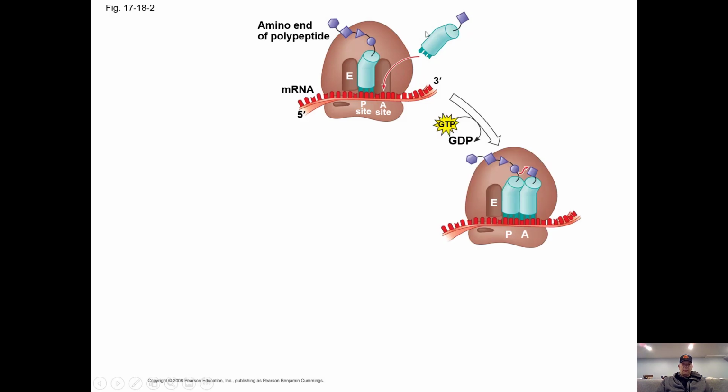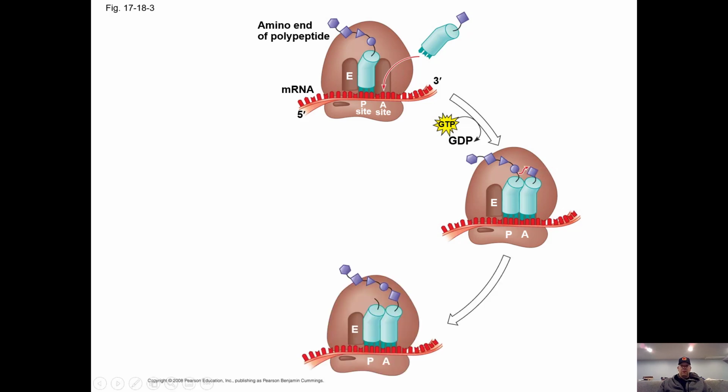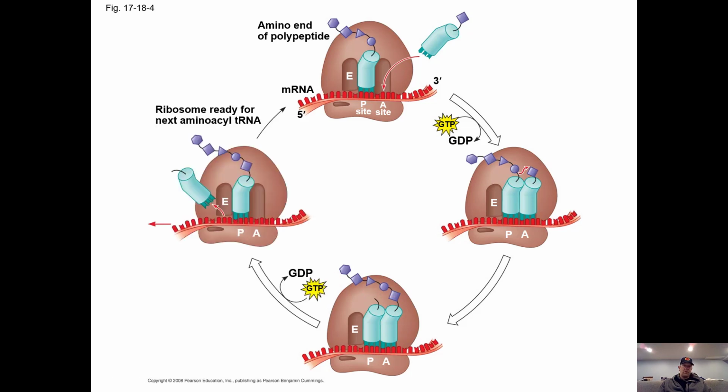So it lands in the A site, and then basically a peptide bond is made between the two amino acids here. So a peptide bond is made, and now for a real brief moment, the transfer RNA that's sitting in the A site is holding onto the polypeptide, and then the ribosome moves over one codon, and then this now is holding on the polypeptide. This transfer RNA here now is in the E site, so it exits.